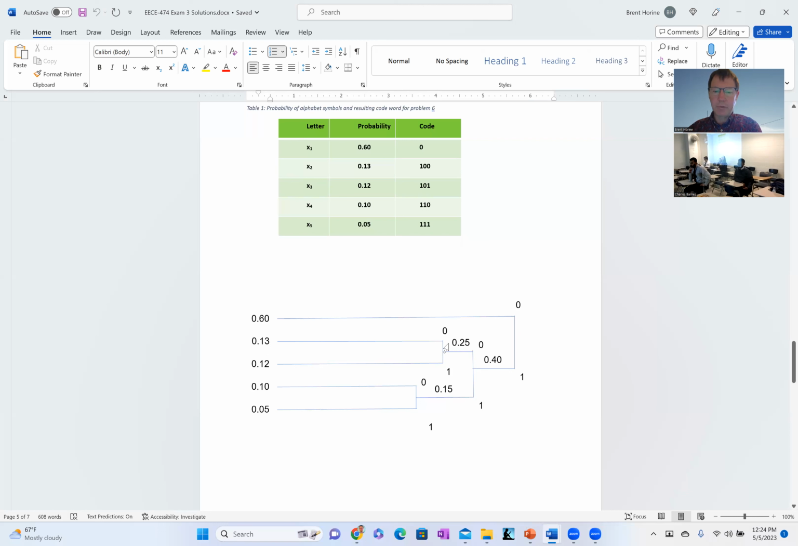And then we label these paths in this tree with zeros on the top and ones on the bottom, and we just follow it, right? So it'd be 0 to get to there, but to get to this 0.13, we go to 1 and then 0 and 0 to get there, right? Or to get to the 0.1 letter, we go from 1 to 0, right?